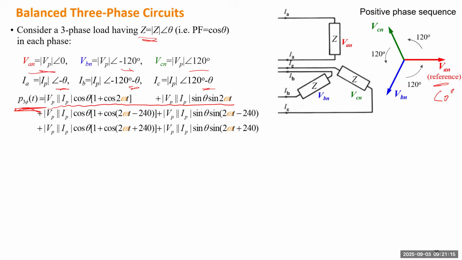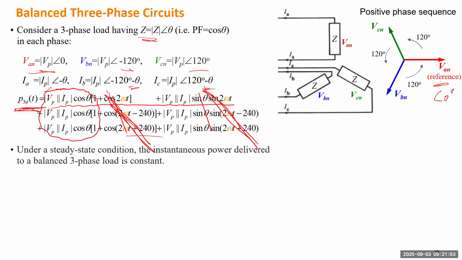The only difference is the second line will be shifted by 240 degrees. Okay, this 240 degrees comes from 2 times 120 degrees. And the third line will be shifted by positive 240 degrees. So when I add all the 6 items together, all the cosine items will cancel out, and all the sine items will cancel out. So eventually, whatever is left is only this part.